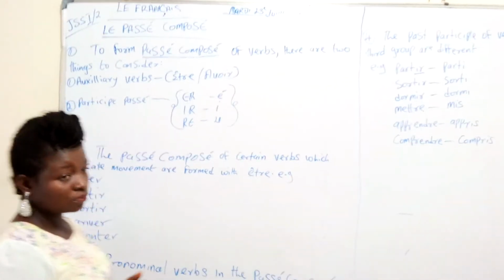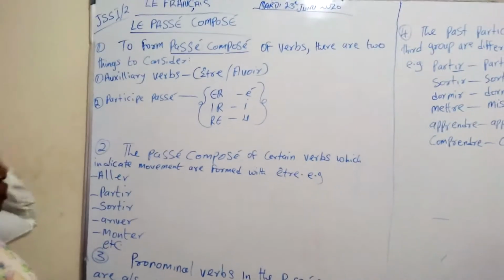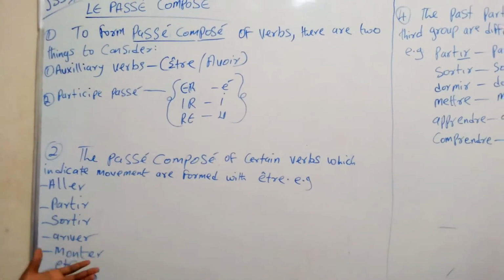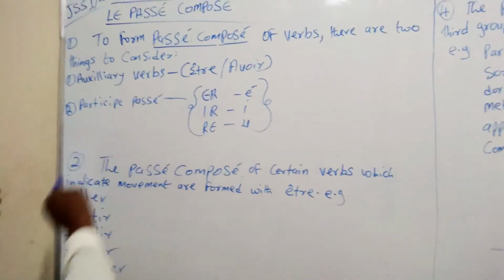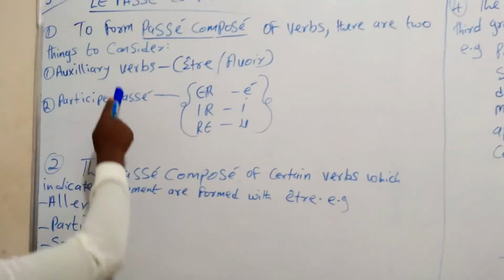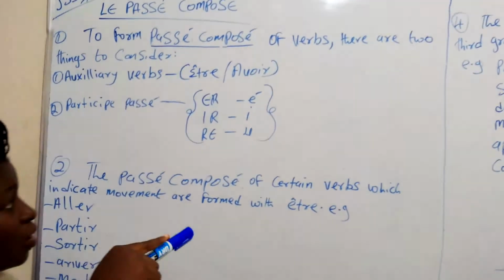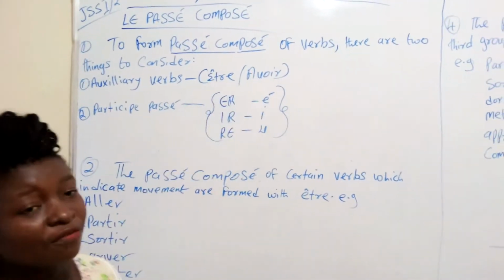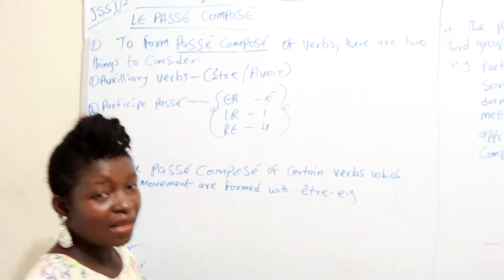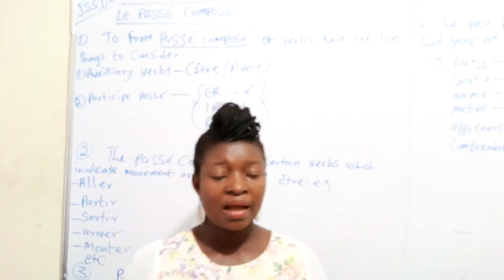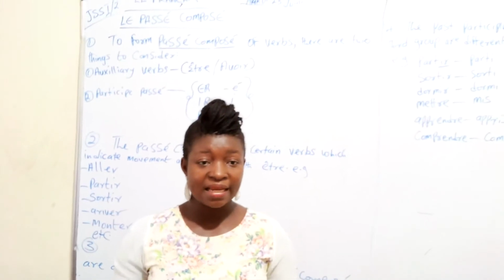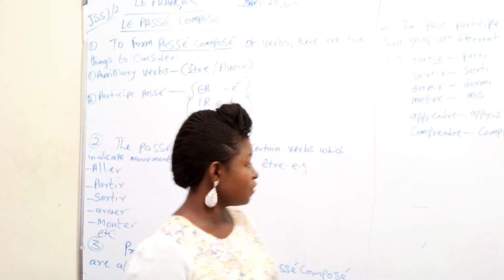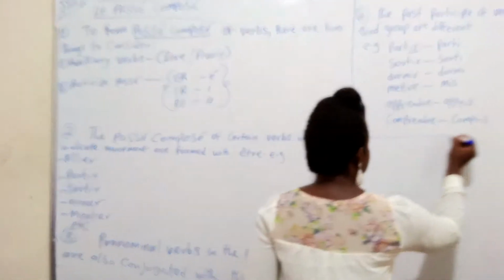So now, on the board, you see that to form your passé composé, we have to look at two main things, and this is the auxiliary verb. This auxiliary verb is a helping verb that does not stop the main verb from coming to play. So we have être or avoir. Être or avoir here is going to be conjugated in the present tense.